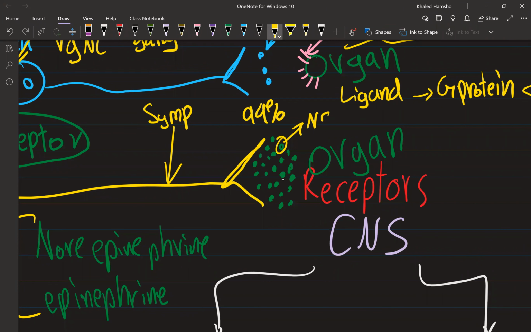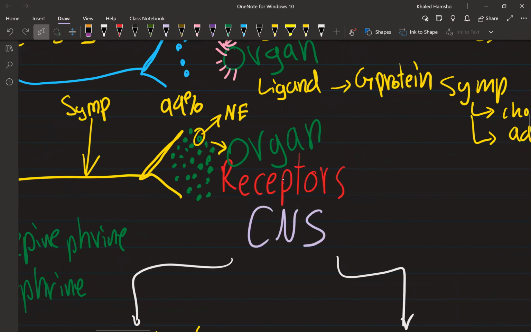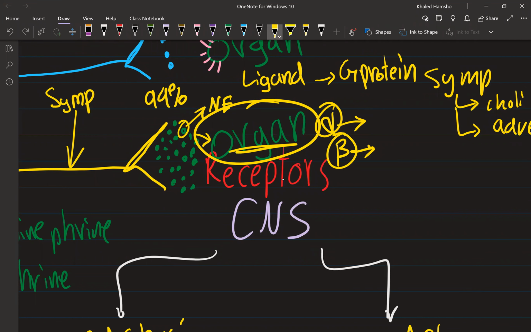It goes and binds to receptors. These receptors are of two types. They could be alpha receptors or beta receptors. So depending on the organ, say it's the heart, in the heart this receptor is, sorry, a beta receptor. It's just a technicality. In, say, the blood vessel, it's an alpha receptor, and they do different things. Depending on the organ, it might have either alpha or beta. Is that clear so far?